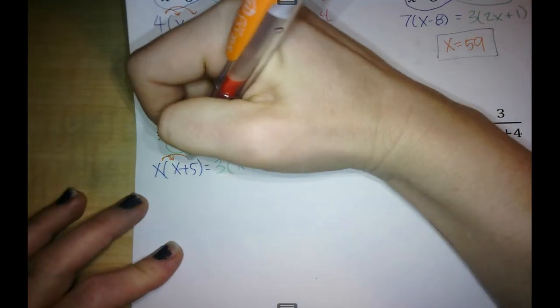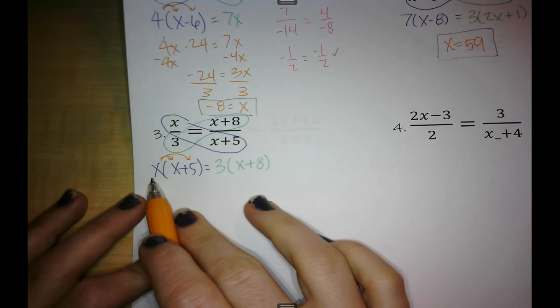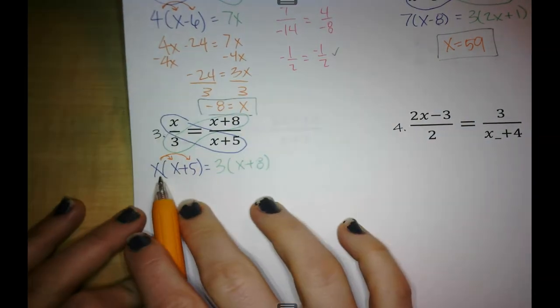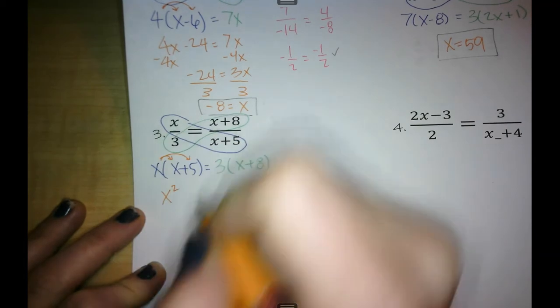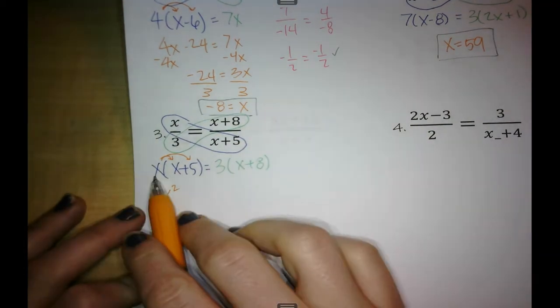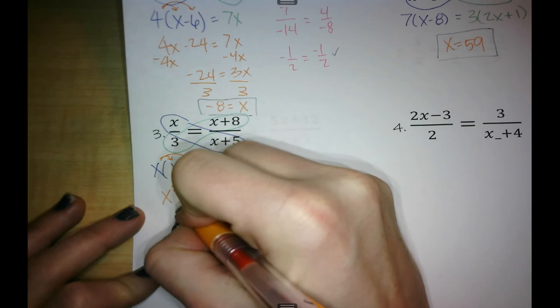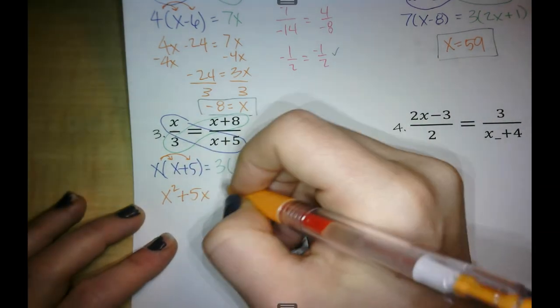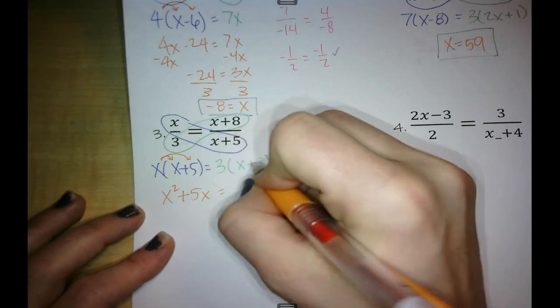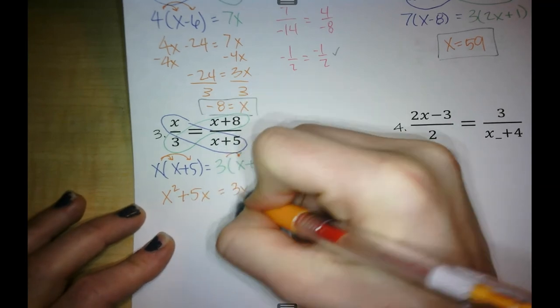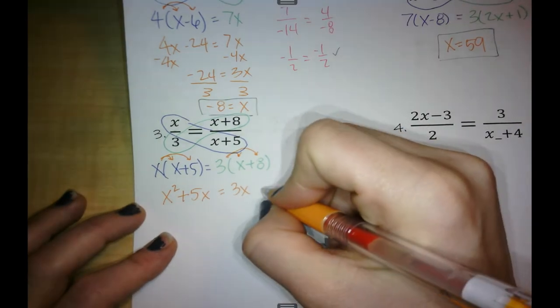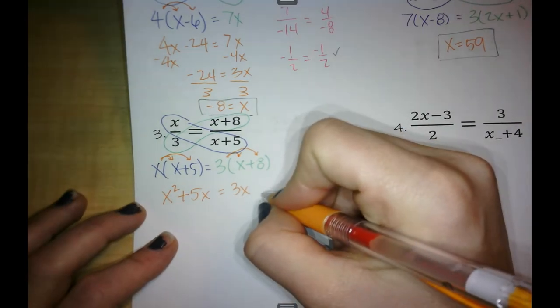And whenever I distribute these, now I have an x on the outside. I'm going to do it the same way as my 4, but now it's a variable. So x times x, remember, is x squared. X times positive 5 is plus 5x. Equals 3 times x is 3x. 3 times 8 is 24.